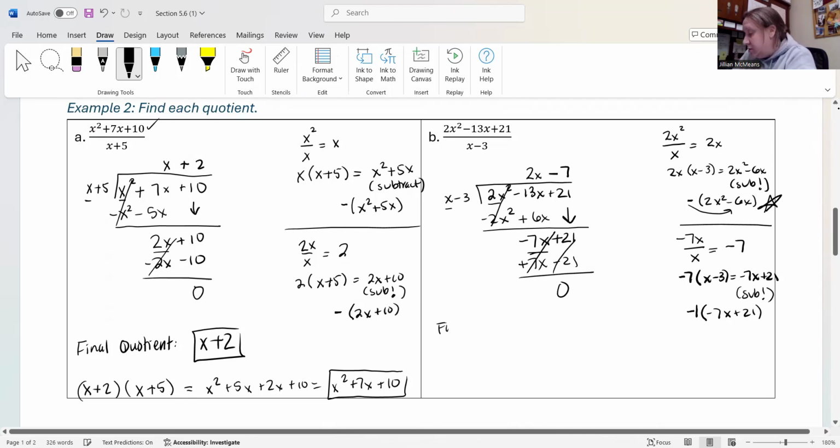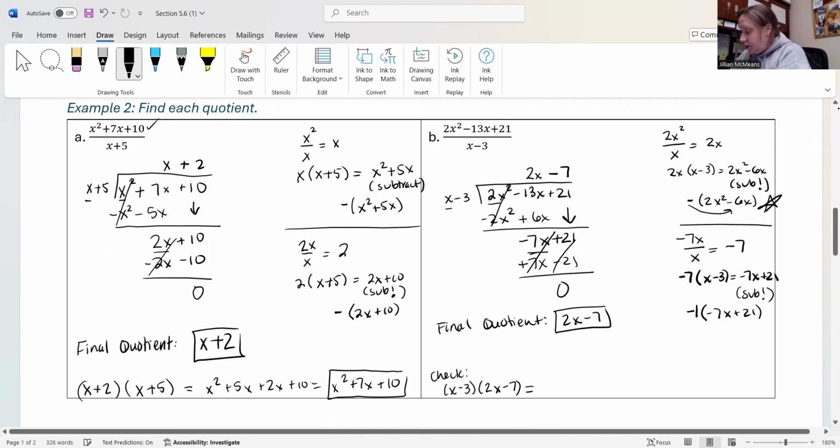And my final quotient is 2x minus 7. And again, you can check your work if you want to. You don't have to, but just know that you can. So I would take x minus 3, the divisor, multiply it by the quotient, which is 2x minus 7. So again, quotient times divisor or divisor times quotient, same thing.